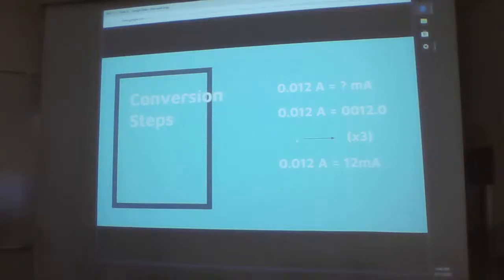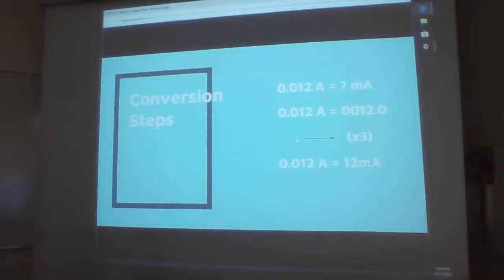Okay, so here we have 0.012 amps, and we want to know how many milliamps that equals. Conversion steps for that: we take 0.012 amps, and we move the decimal 3 places to the right. We're going to take this decimal and move it 3 places to the right, which would put it at 0012.0. So 0.012 amps is the same as 12 milliamps.